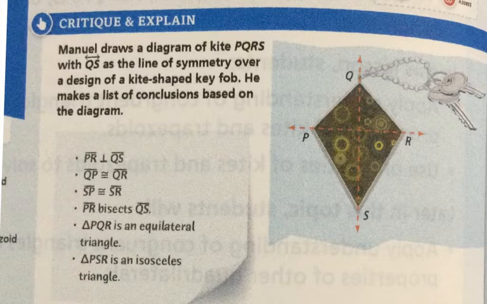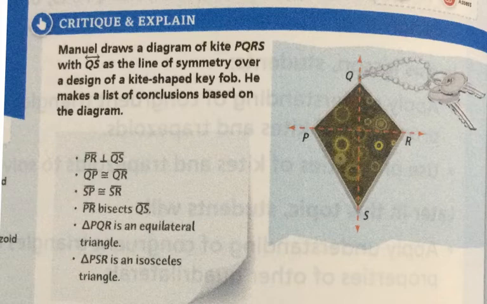Do you think QP, that's the distance from here to here, is congruent with QR? I could see it. Right? That kind of sounds reasonable to me. So let's say that that one's also true. The next one says that SP is congruent with SR. Think so? I think so as well. That kind of makes sense.